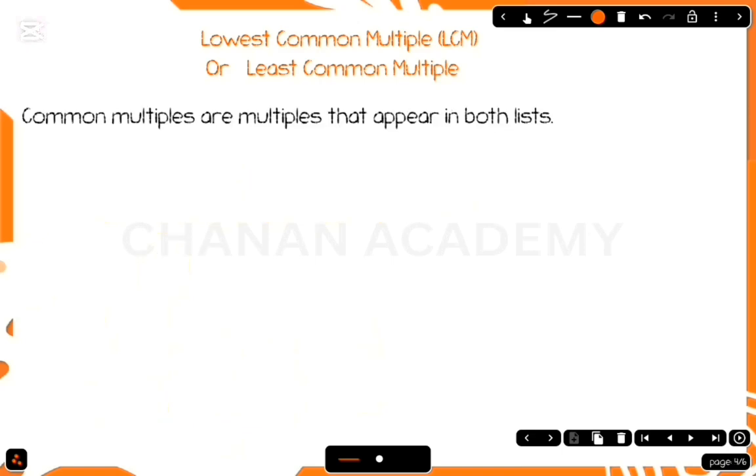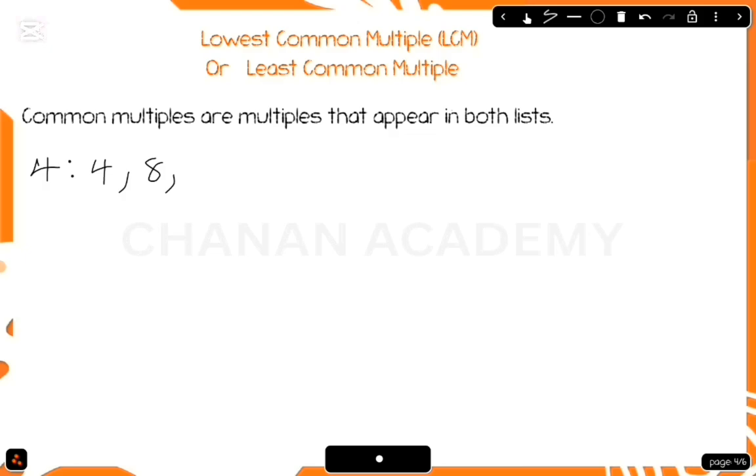Let's give another example. Let's say we have 4. What are the multiples of 4? We have 4, 8, 12, 16, 20, 24, 28, 32, and so on.